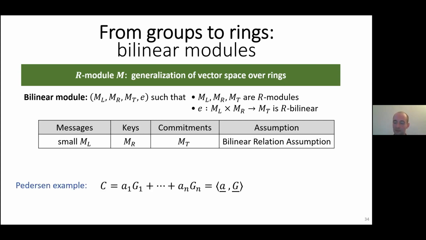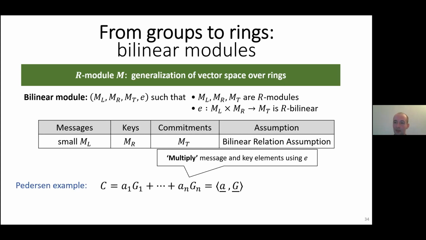So more explicitly, if we have a Pedersen commitment which is computed like this, we'd say all the messages A come from the left module, the keys G_i come from the right module, and then commitments live in the target module. And we've computed the Pedersen commitment by multiplying messages and keys using E, adding them together because we can add elements in the target module.